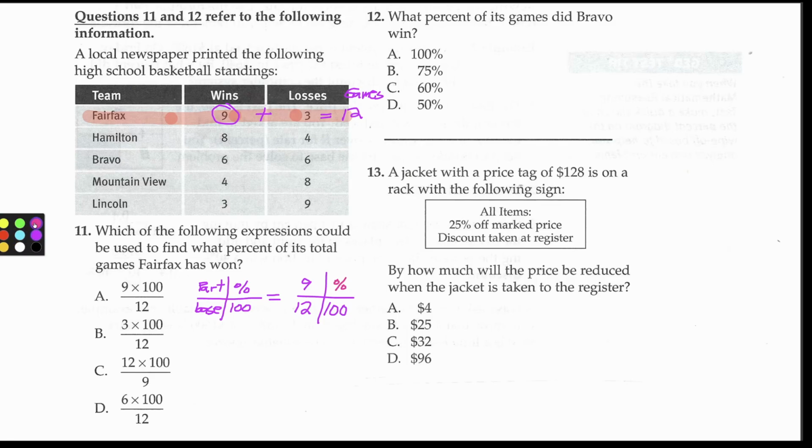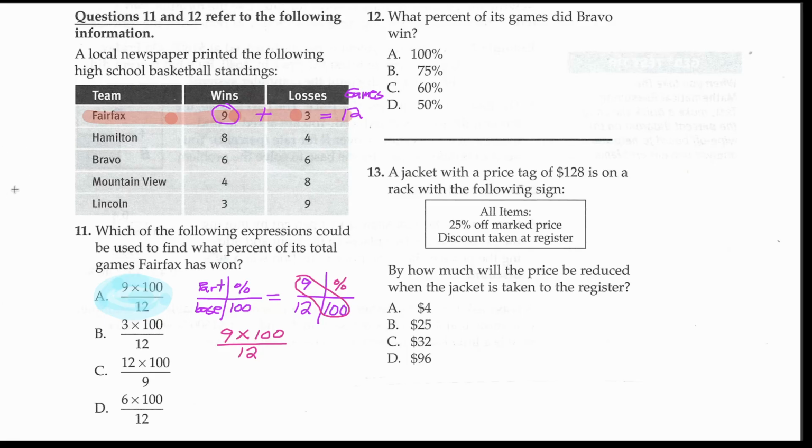We are going to multiply the 9 by the 100. That's step 1. 9 multiplied by the 100 and divide by the 12. So what does this one look like to you on the A, B, C, and D? Doesn't it look like A? Yes, it's going to be A.